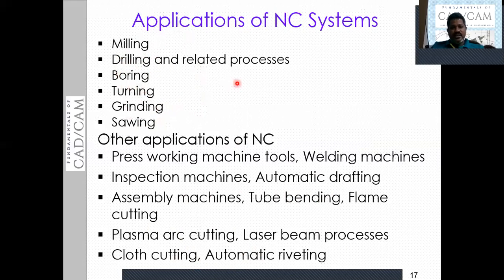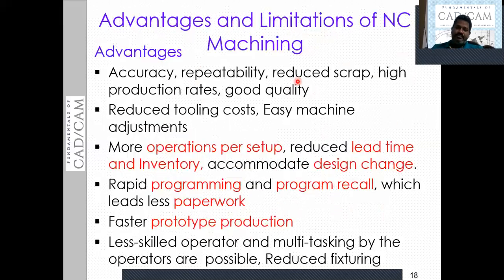Along with the traditional or conventional machining processes, this NC system can also be used in advanced machining processes and advanced applications such as welding machines, inspection machines, automatic drafting, automatic assembly machines, and flame cutting, plasma arc cutting. These are the advanced applications of the NC system.